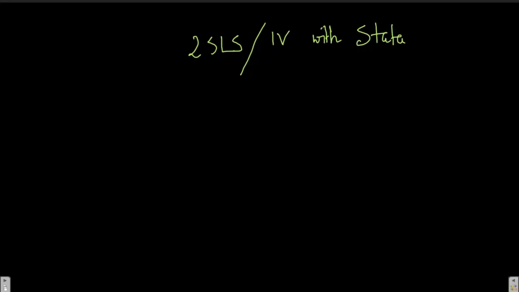Hello and welcome back to the lecture on applied econometrics. We have been talking about instrumental variable. In the previous lecture, we talked in detail about the two-stage least square strategy. Now, in this lecture, we are actually going to implement this two-stage least square strategy using Stata.